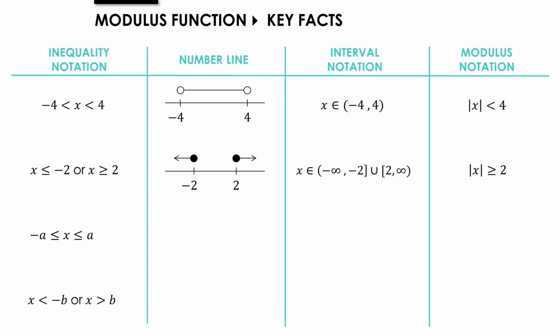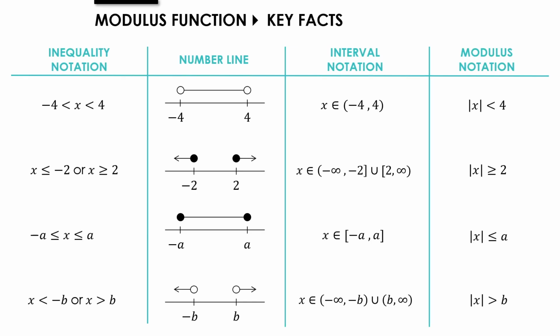In the last 2 rows, the questions are pretty much the same as the 2 above, just using letters instead of numbers. So your diagrams for row 3 and 4 should be the same as your diagrams in rows 1 and 2, just with minus 4 replaced by A and minus 2 replaced by B.